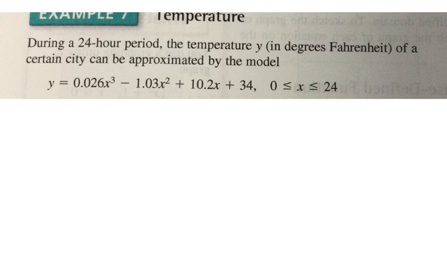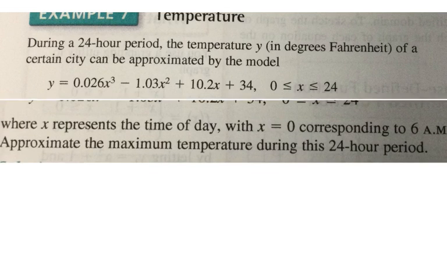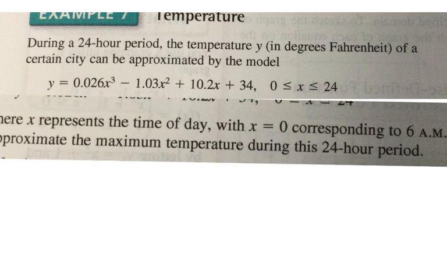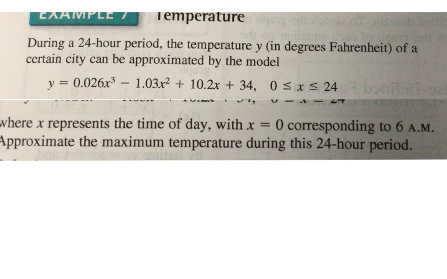Okay. During a 24-hour period, the temperature Y in degrees Fahrenheit of a certain city can be approximated by the model, and then they give the equation for that. Oh, I cut off part of the question. Where X represents the time of day, with x equal to 0 being 6 a.m. Approximate the maximum temperature during this 24-hour period.